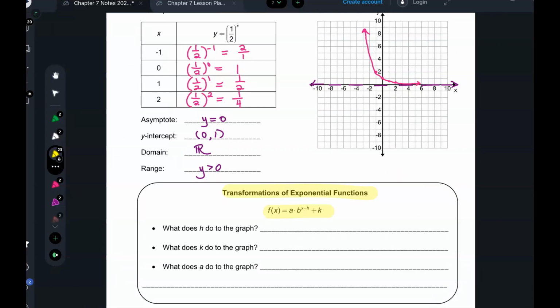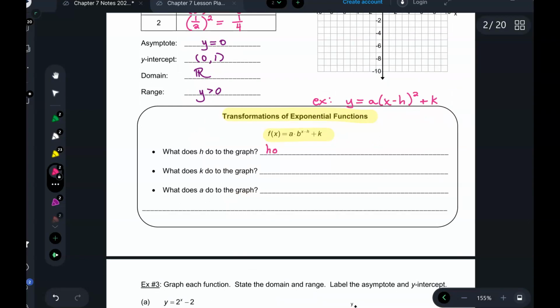Okay, remember our h and k? What is the role of h and k? Remember back when we did parabolas? That should look familiar. So what did h do when we had a parabola? It moves it left or right. So that's a horizontal shift. k was up or down. That's a vertical shift.